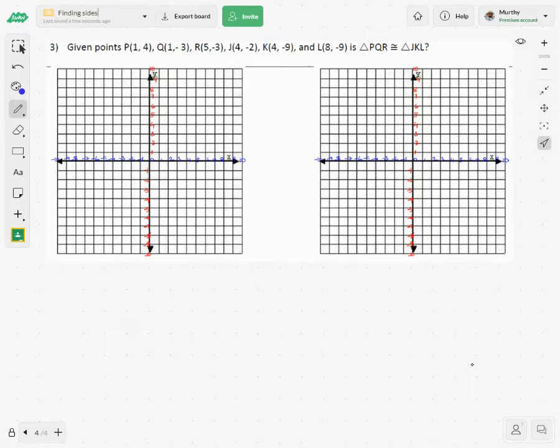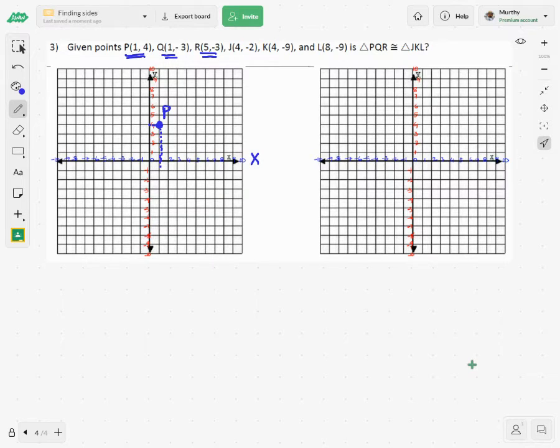Given points P, Q, R. These are the coordinates of one triangle. Next, J, K, L are coordinates of another triangle. Let me plot the points. On the x-axis 1 and y is 4. So these two are meeting at this point. So this is point P. Q is 1, negative 3.